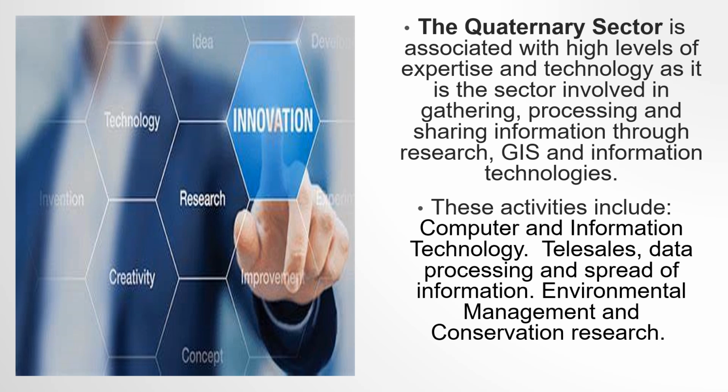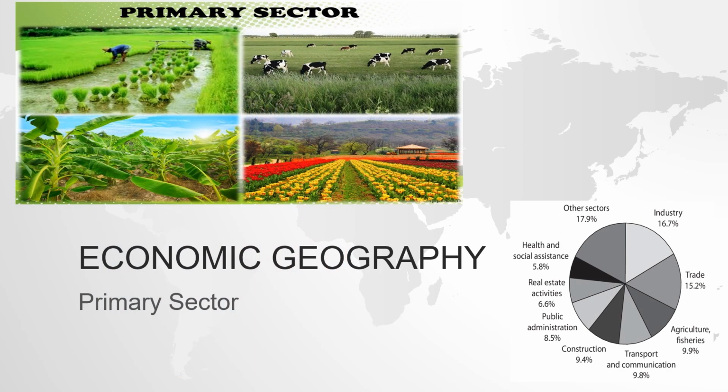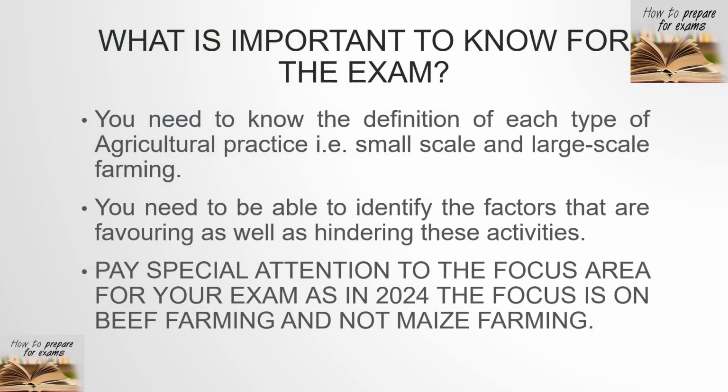So that is an overview of the structure of the economy and the four sectors of the economy, being again primary, secondary, tertiary, and then quaternary. So that is the structure of the economy. But now let's really dig in to the first one, being the primary sector. So what is very important for you to know here? Again, pay attention to this. You need to be able to define each type of agricultural practice, such as small scale and large scale farming.